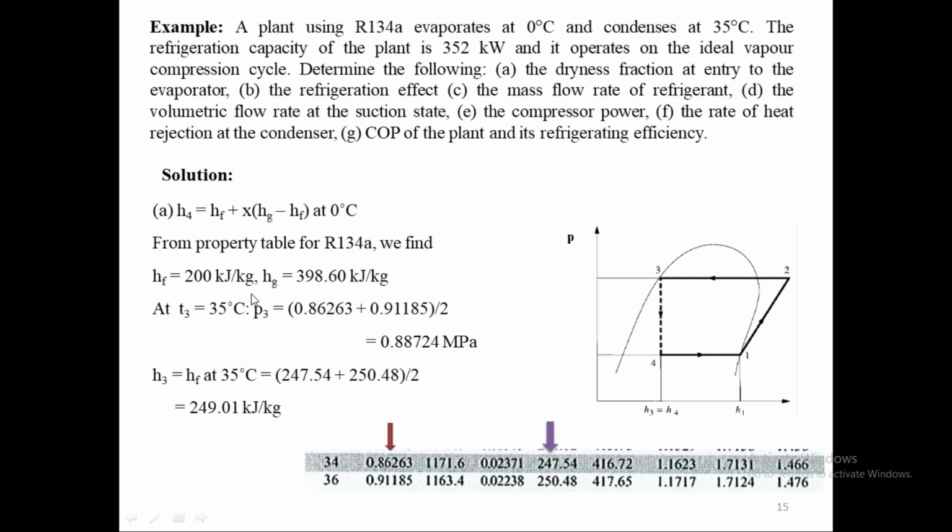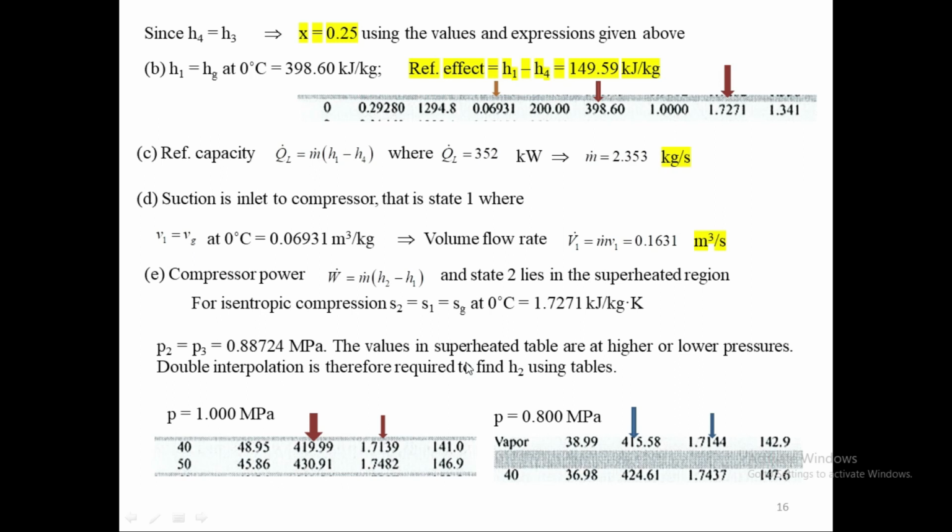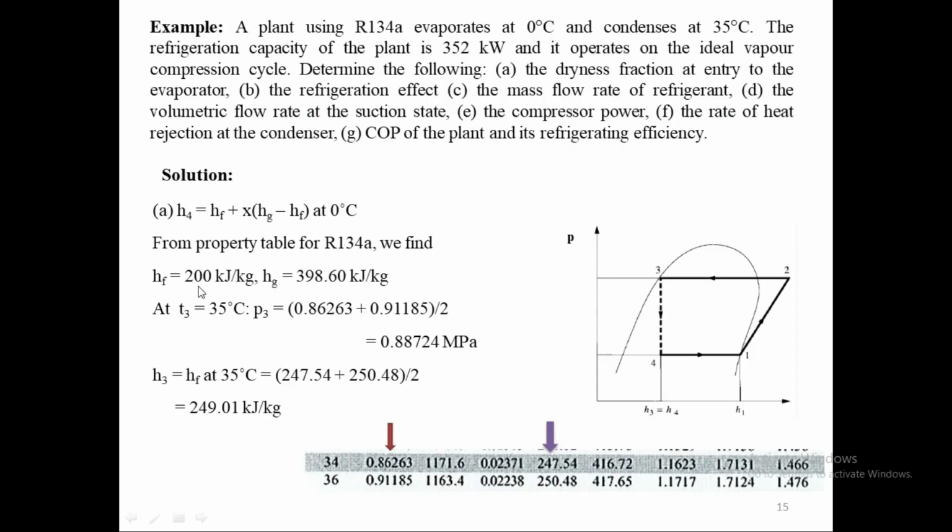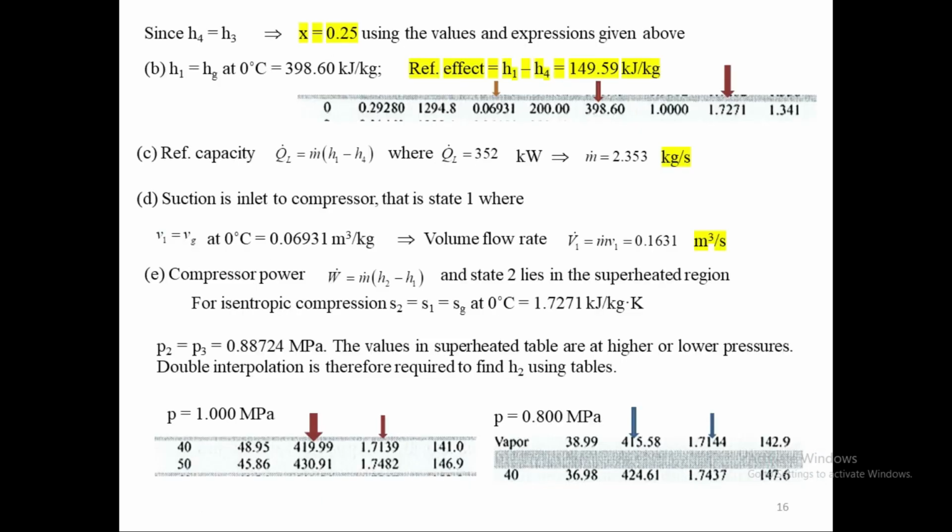So these values I'm getting from the same table, but not here, because here 0 degree is not shown. I think I might have 0 degree somewhere. This is the 0 degree, there you go. At 0 degree centigrade, HF and Hg. HF 200 and Hg 398 at 0 degree centigrade of the refrigerant. So from the same table you can see it right there. These are the two values.